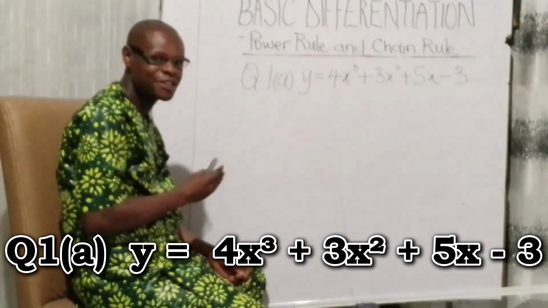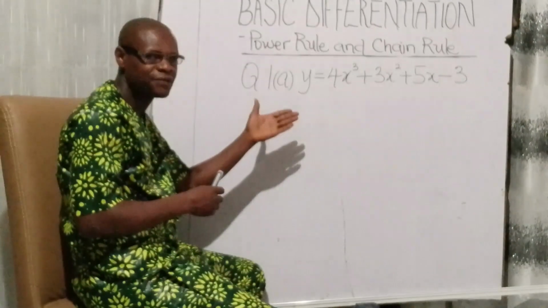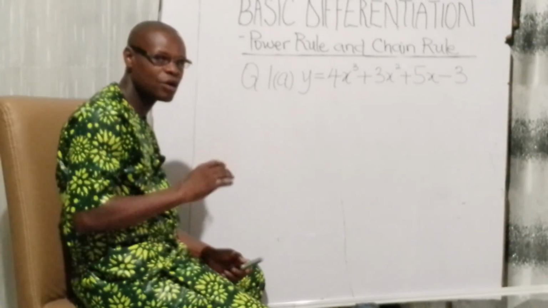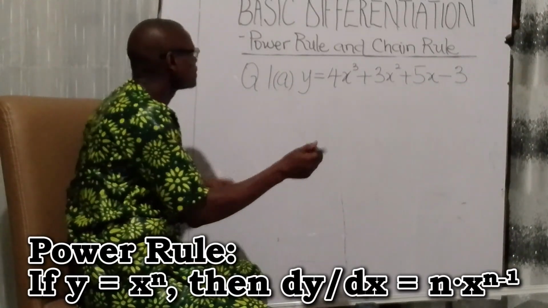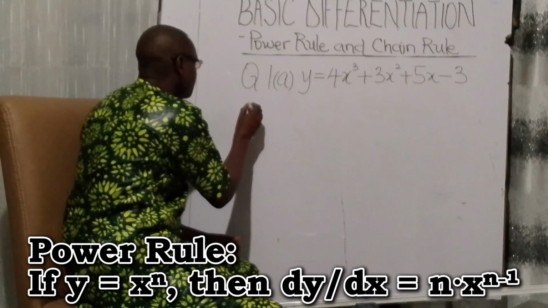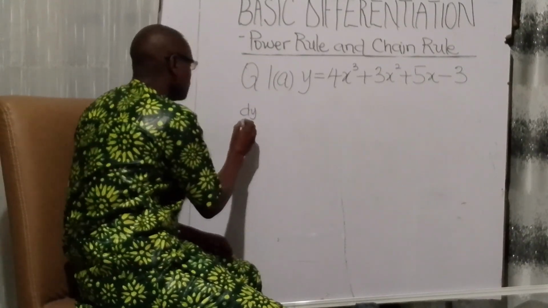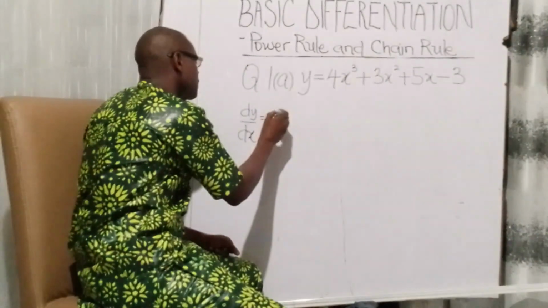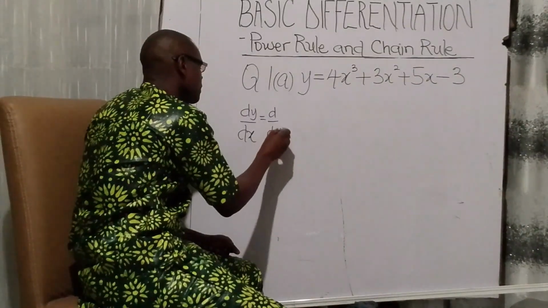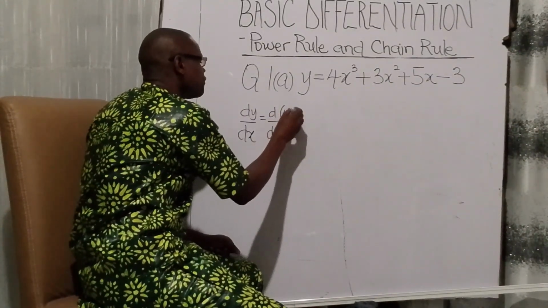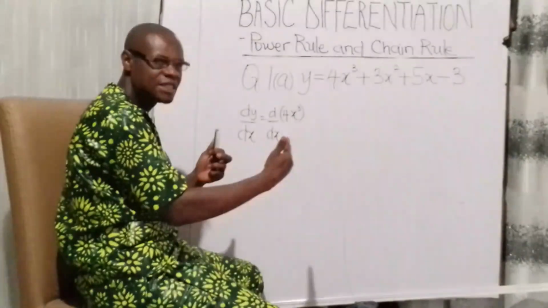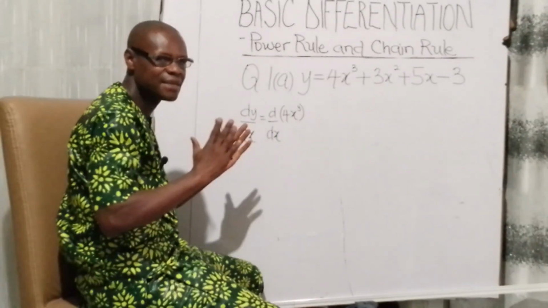Let's get started. Now, let's start with the first question. We are going to differentiate this polynomial making use of what is called the power rule. So let's see how to go about that. We have dy/dx equals d/dx of 4x cubed. So this simply means that we are differentiating each of the terms separately.